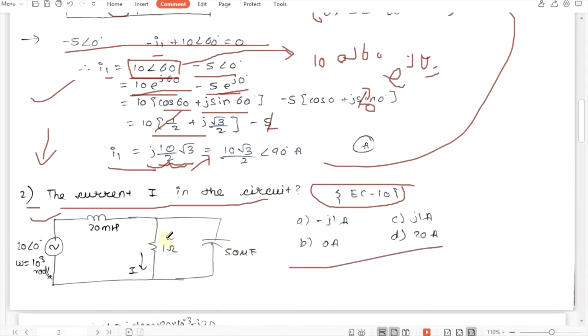The very first step to solve this phasor based sum is to convert your circuit into reactance form. So L will be converted to j omega L, C will be converted to 1 upon j omega C, and R will be R only.